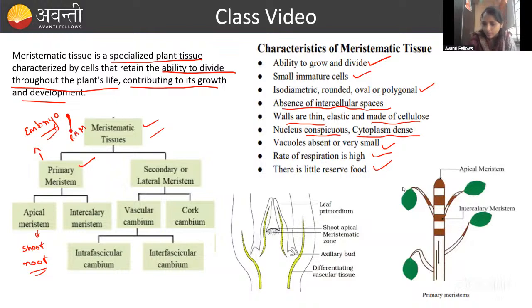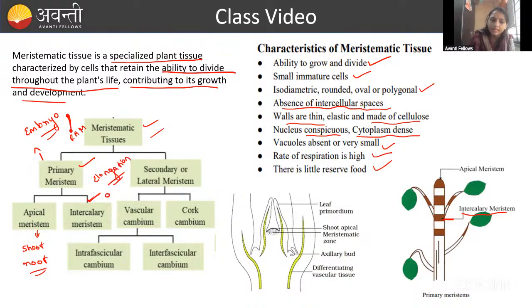And here you can see, guys, this is the apical meristem. It helps in the continuous growth of the shoot. And coming to the intercalary meristem, it is present near the nodes, okay? Above the nodes and below the nodes, you can see the intercalary meristem. This is mainly helpful in elongation. Okay, it is mainly helpful in elongation.